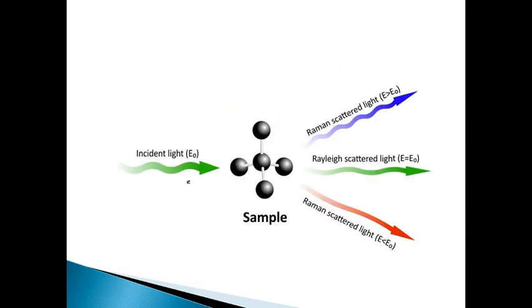As you can see here, when light beams are made to fall on a sample and are scattered, there are additional components of different frequencies that are being generated. Those light waves that have the same frequency or the same energy as the incident light are the Rayleigh scattered light, and those light rays that have different frequencies or different energies are called Raman scattered light.